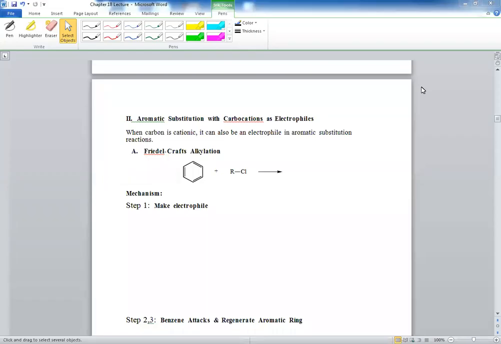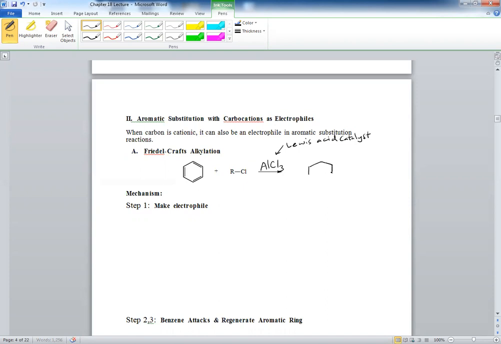Next set of reactions involves adding carbocations, in two forms, as alkyl groups and as acyl groups. So let's start with the first type, which is the Friedel-Crafts alkylation. The Friedel-Crafts alkylation involves adding benzene and an alkyl chloride, RCl, in the presence of aluminum chloride, which is a Lewis acid catalyst, just like you've seen with the previous reactions where we used a Lewis acid catalyst.